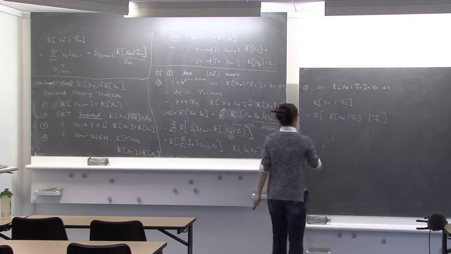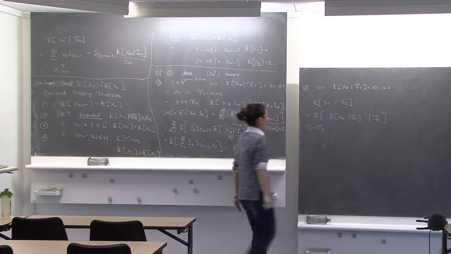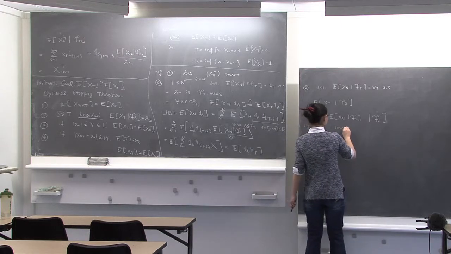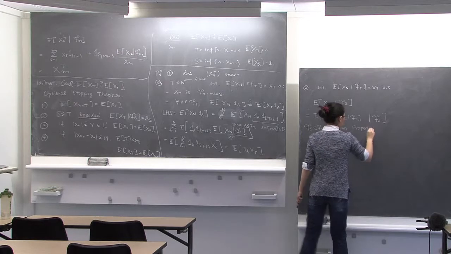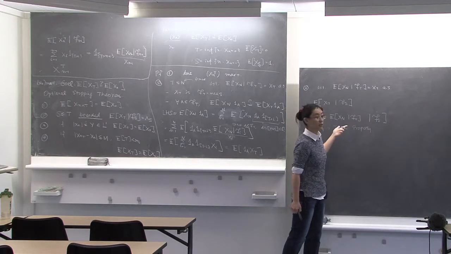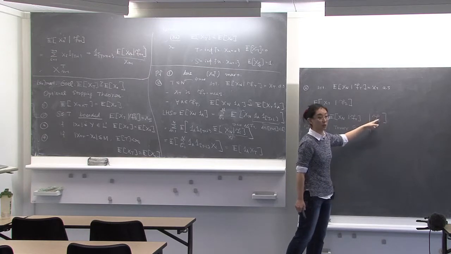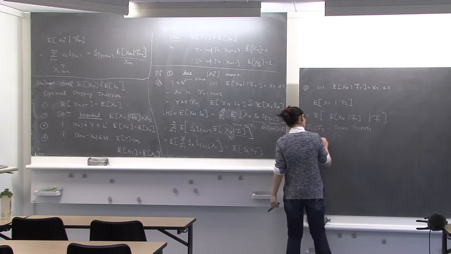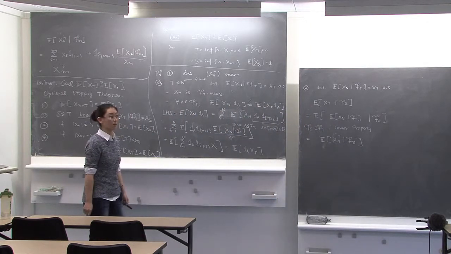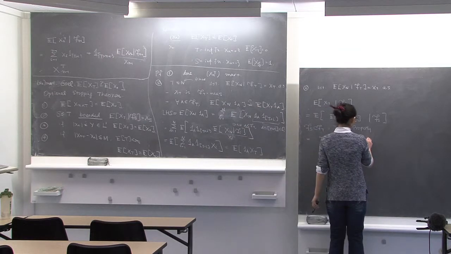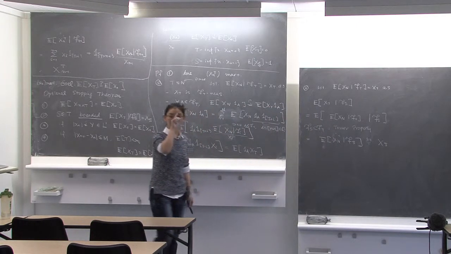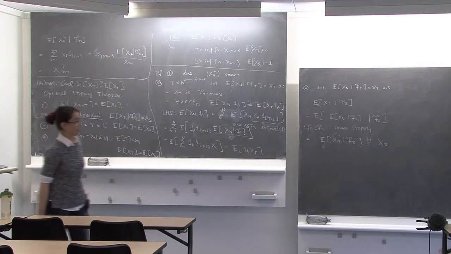And now, since S happens before T, F_s is contained in F_t. So by the tower property, this one is smaller, and this one is bigger, and if we take the conditional expectation twice, it equals once the conditional expectation with respect to the smaller one. And then again, we repeat the same proof as in the first step. This equals X_s. Okay, so this proved the second item.